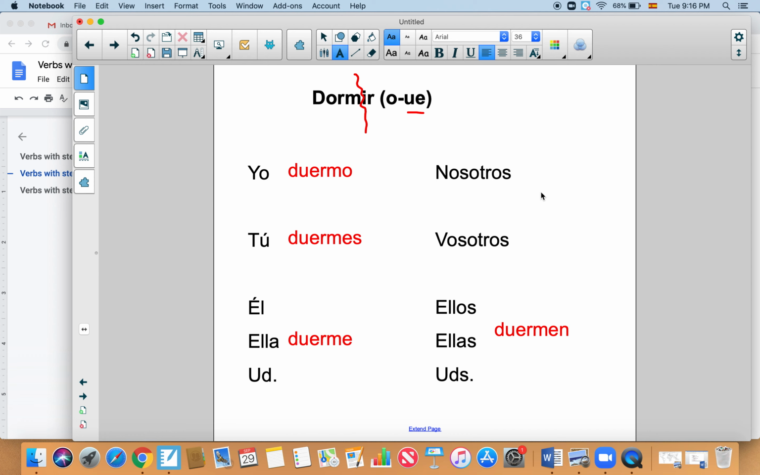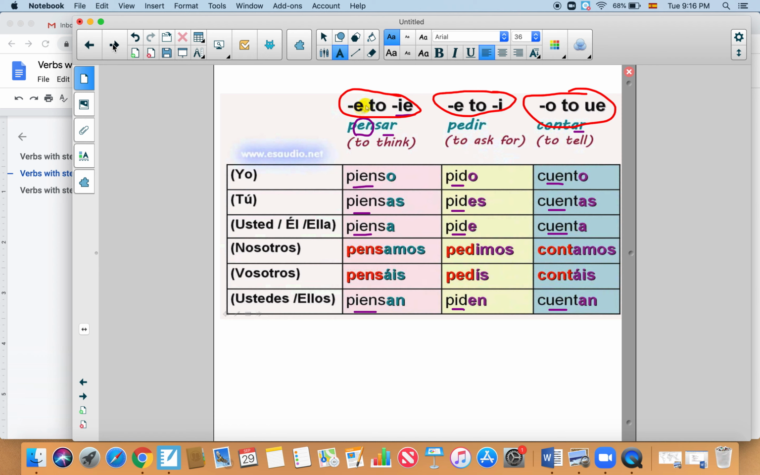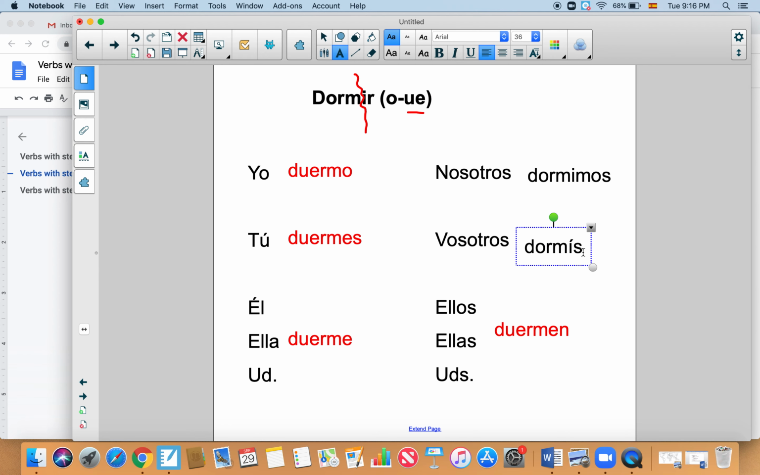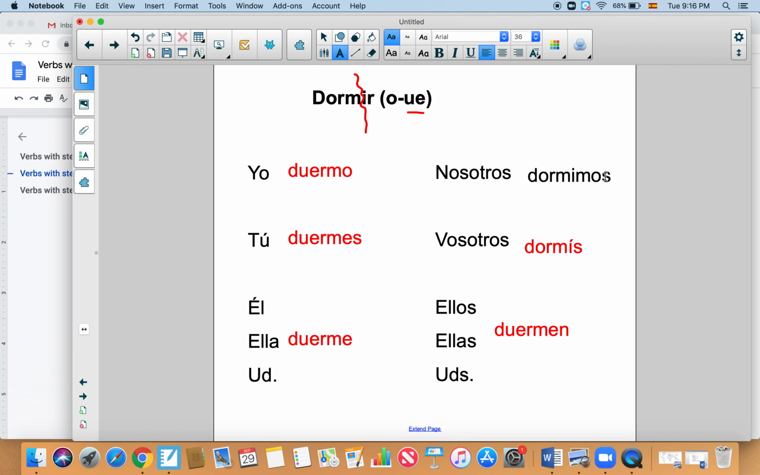Now, nosotros and vosotros. Remember, these ones are not going to get a stem change. They're going to keep the letter O. The letter O is not going to change to a UE. And, of course, it's an IR verb. Nosotros form gets an imos. Vosotros form gets an accented ís. So, there we have it. Change these to red to have a little bit of consistency.